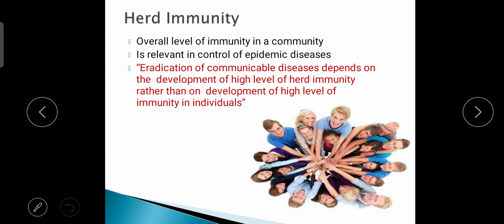The next one is herd immunity. The overall level of immunity in a community, like for a group of people. Community means where many people are staying together. It is relevant in control of epidemic disease, like what we are suffering now. In case of an epidemic or pandemic disease, if you give the vaccine to only one or two people, we can't control it. We have to give it to the whole community to control the communicable disease. So that is called herd immunity.